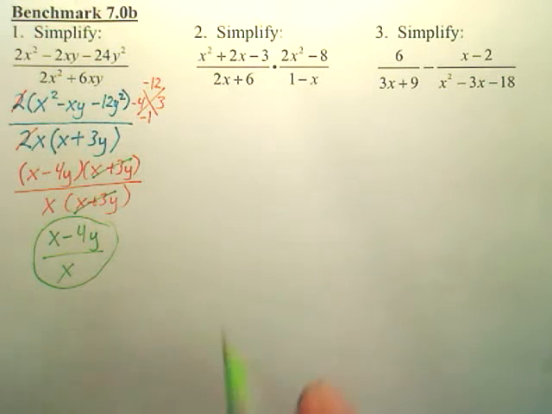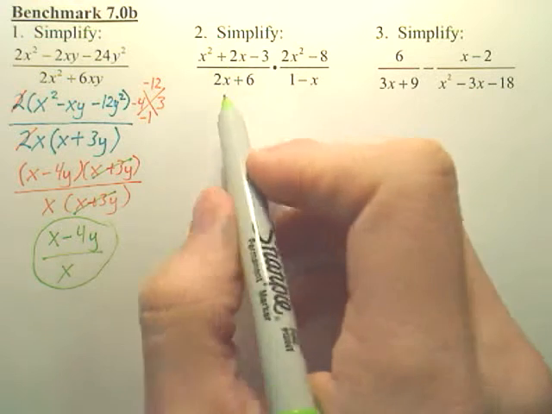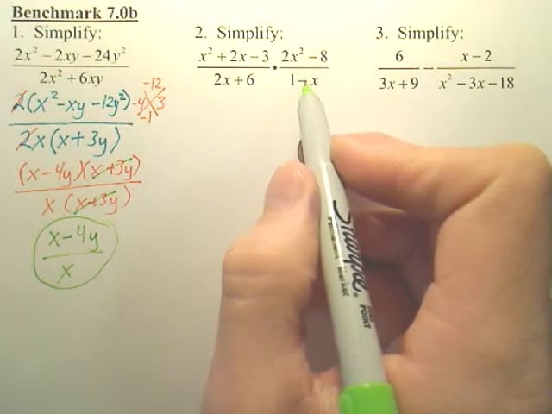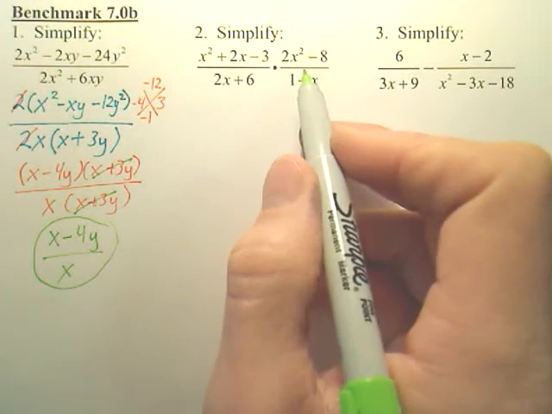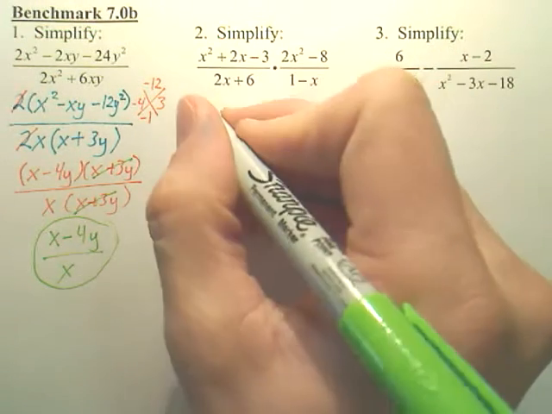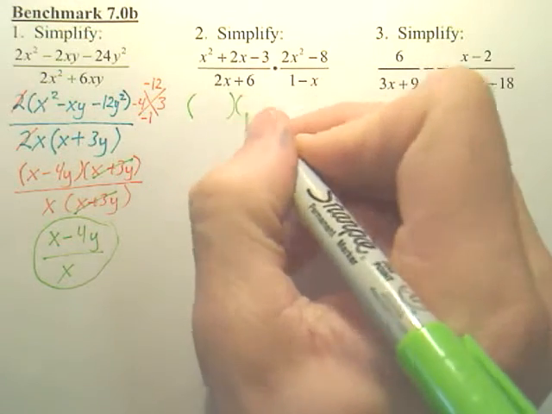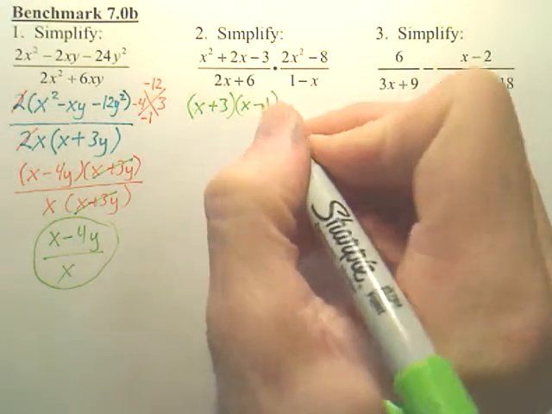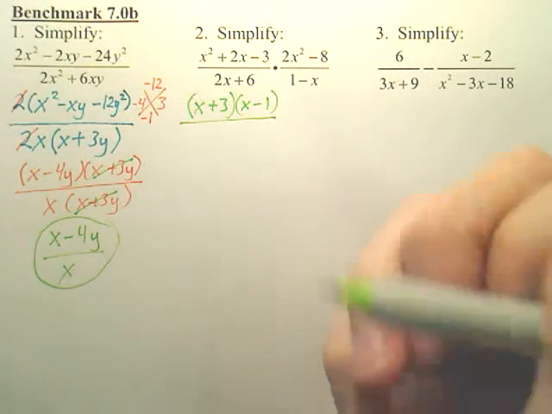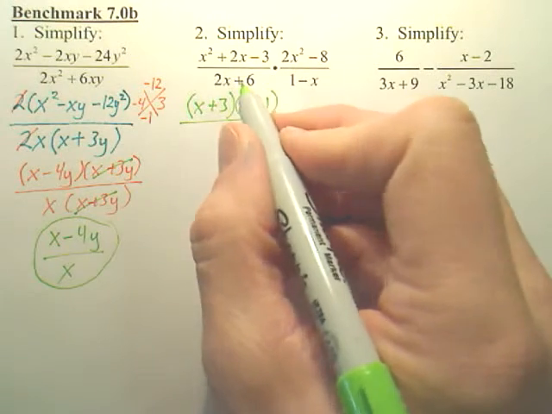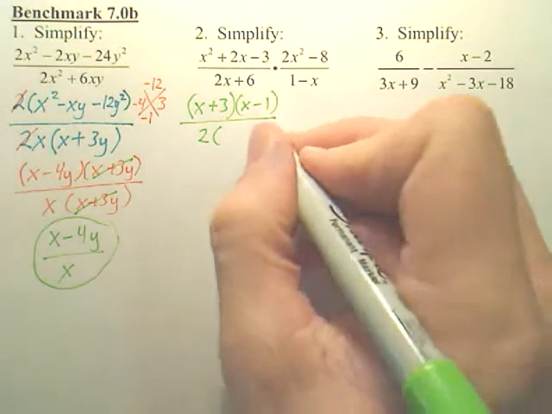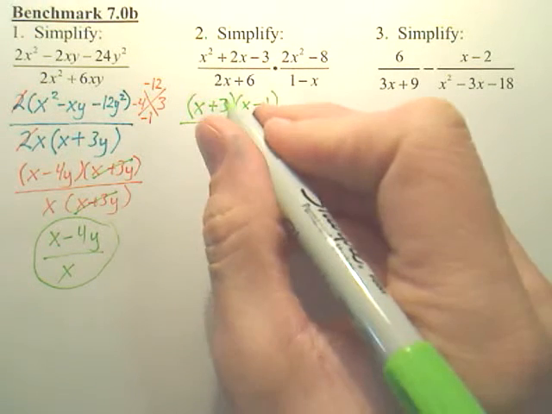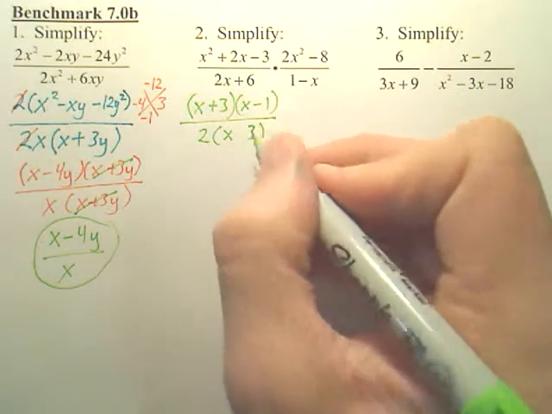Number 2. If I want to do number 2, we want to factor each piece. And since this is multiply, do we flip the second one? No. Now if this was divide, you flip the second one. So we factor the top here. When we factor that, we're going to get x plus 3 times x minus 1. When you factor the bottom here, looks like we have a 2 that comes out. When you pull out a 2, 2 times x gives you 2x, and 2 times 3 gives you 6.